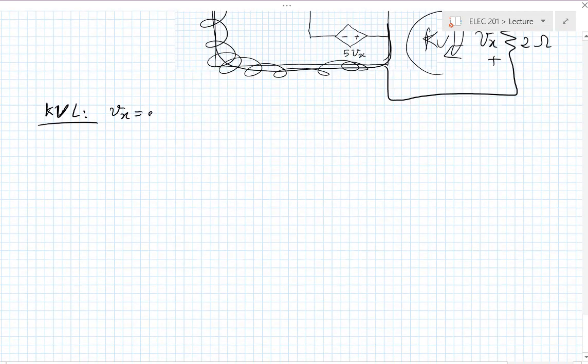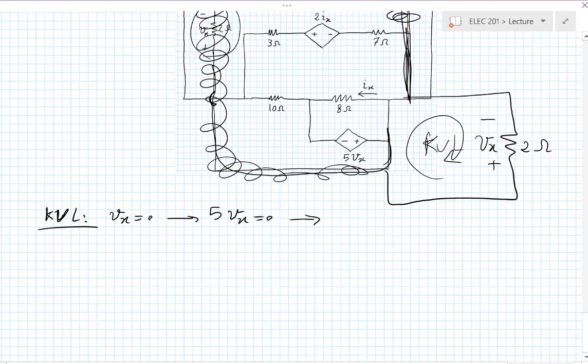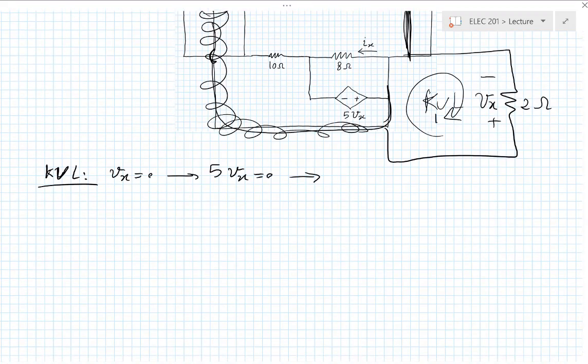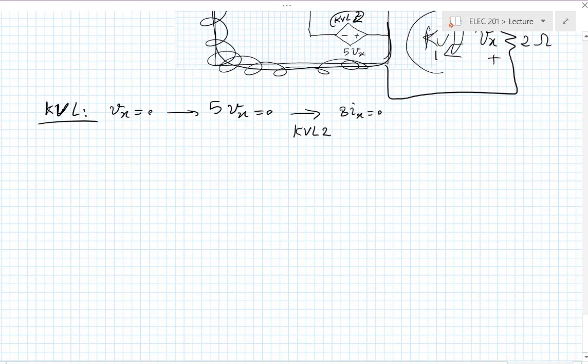So then from here, another KVL gives me 5Vx equals 0. And then another KVL. So let's call this KVL 1 and this KVL 2. Then KVL 2 will tell me that essentially 8 times Ix is 0. So Ix is 0, and therefore the other source up there, 2Ix, is 0.